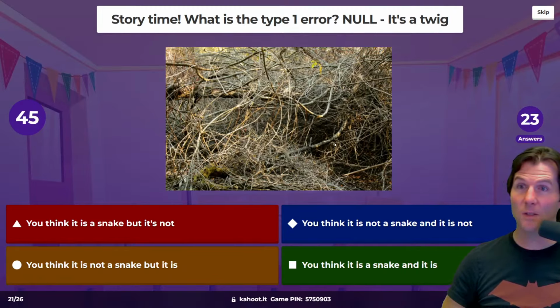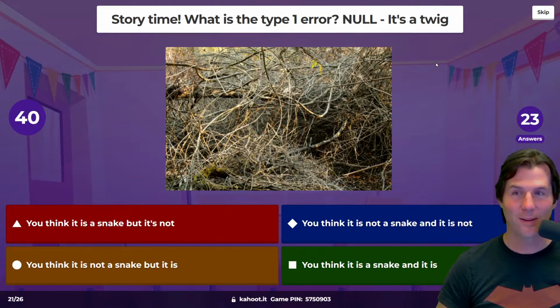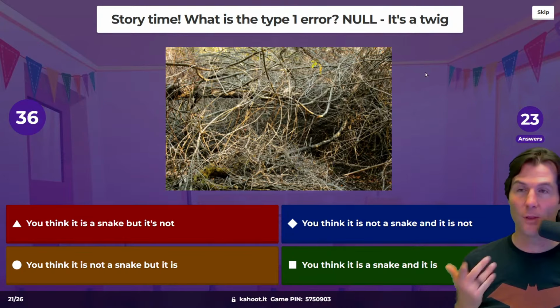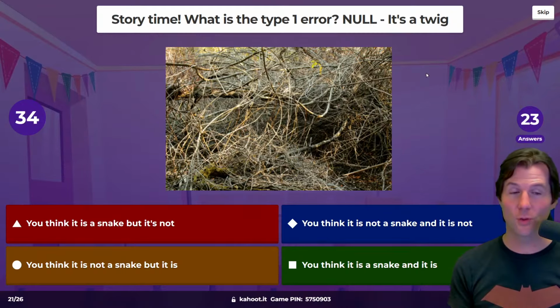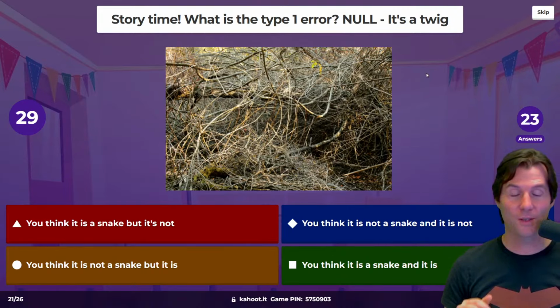Wait a minute, it is, oh my gosh. But remember, the null is true. The null is that it's a twig. So the null is that it's a twig, right? And the null is true. The null is true. That is a fact. It is a fact of the world that comports with reality that it is a twig.